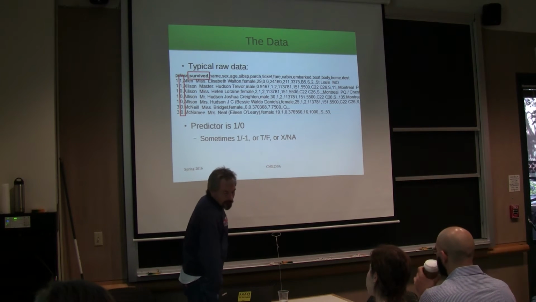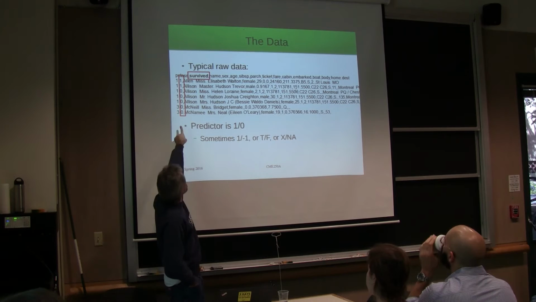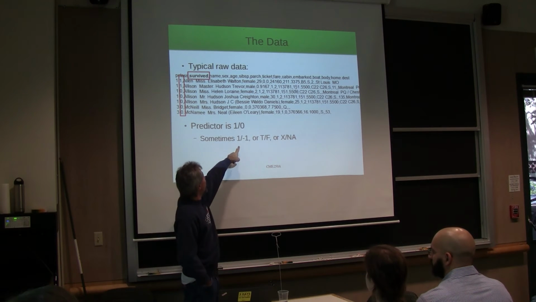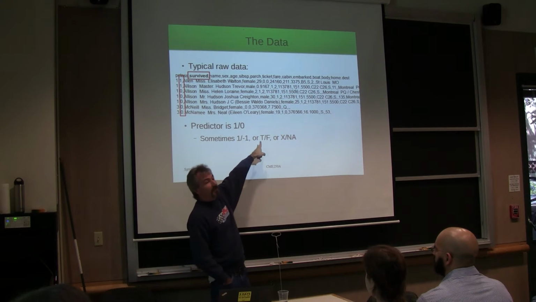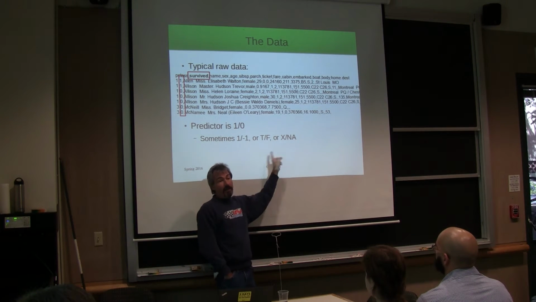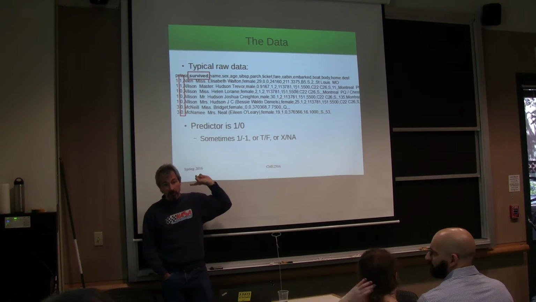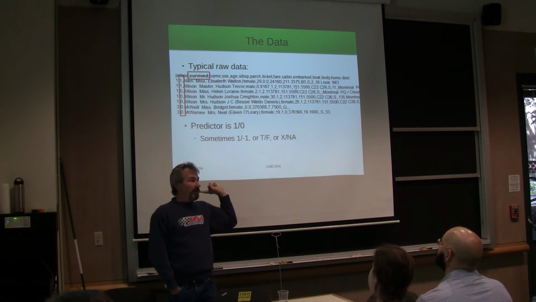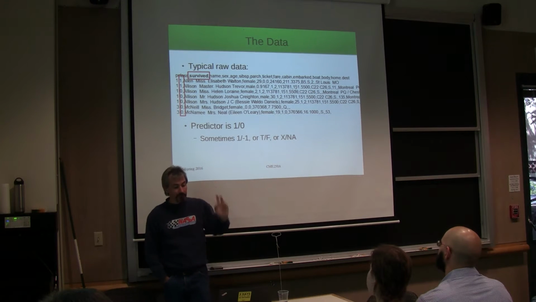So the predictor in this case happens to come up as 0 and 1. You lived, you died. So that's good. Often it will be 1 or minus 1, or true, false, or x and a missing value, or any number of other representations. Sometimes the thing you're going to predict on has been peeled out of the file and moved somewhere else. And you have to join two files together to train and keep them apart if you're going to test your results.